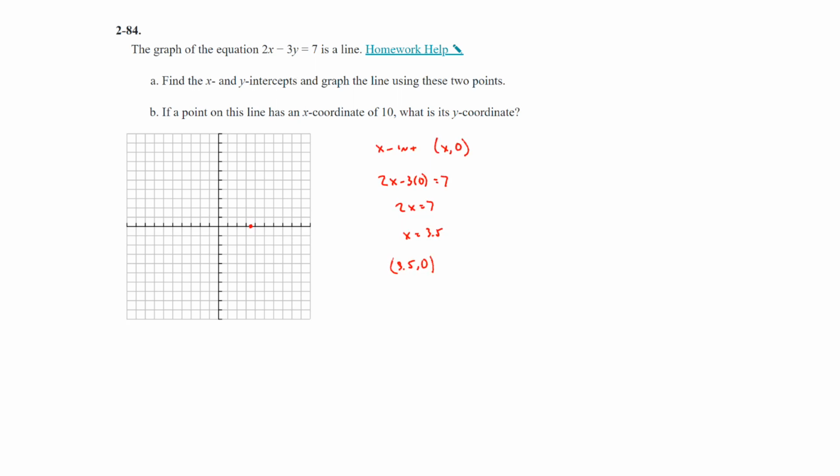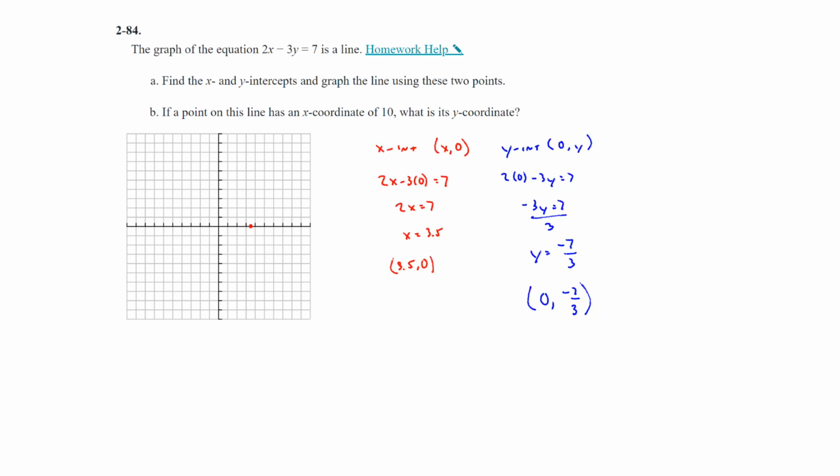And then to find the y-intercept, we're looking for when x is 0. And that would be 2 times 0 minus 3y equals 7. So negative 3y equals 7, divide by 3, and you're going to get negative 7 thirds. And so 0 comma negative 7 thirds, that's approximately negative 2 and 1/3, or it is negative 2 and 1/3.